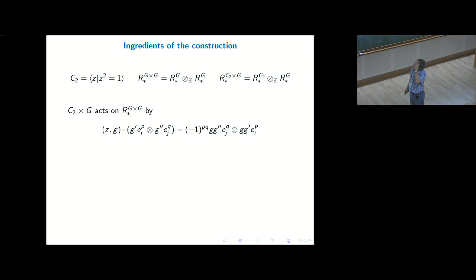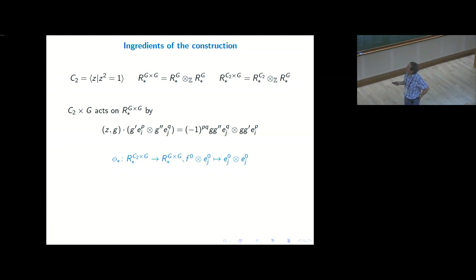C2 cross G acts on these modules by a formula which is in all the books, which is given there. So it's something that can be implemented. So there's a formula, there's an action of this group on each of these modules. So these are G cross G modules, but there's this action.